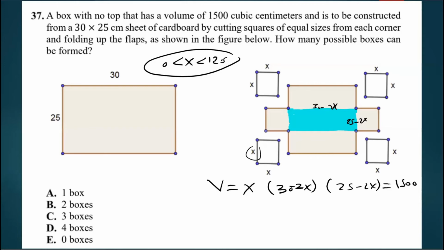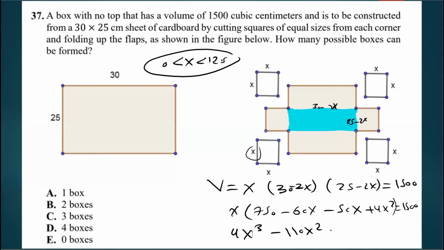Let's expand that to be able to write it in a calculator. Go x here, 30 times 25 will be 750. 30 times 2x will be negative 60x. And minus 50x again, and plus 4x squared. All that is multiplied by x. So I have 4x to the power 3, and negative 110x squared, and 750x minus 1500.